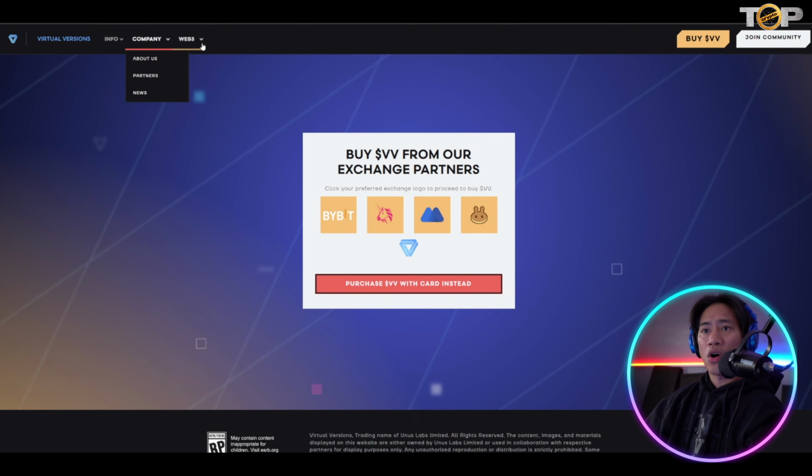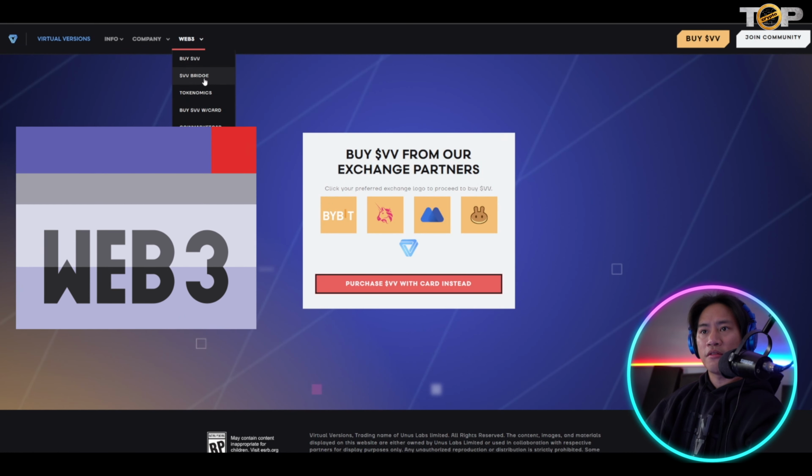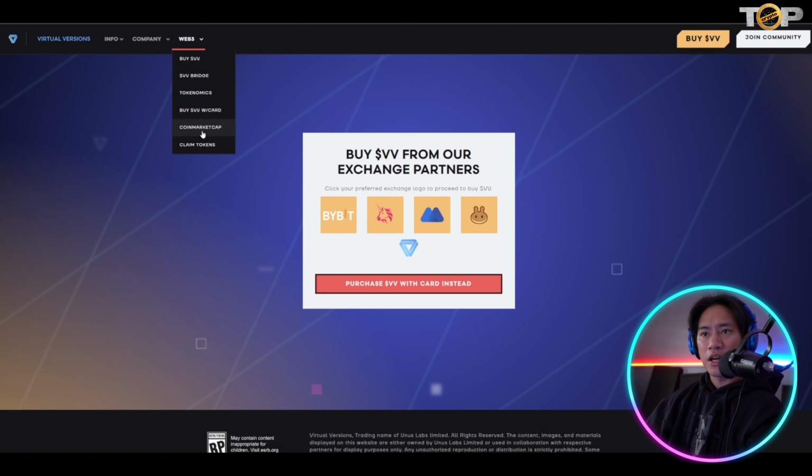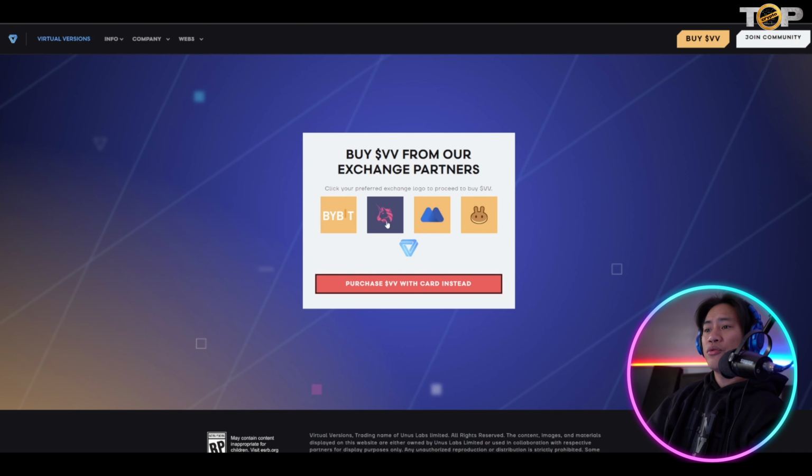All right, so this is also how you could buy your VV. So you could click on this one. So you have Web3 and buy VV. You have the bridge as well there, and the tokenomics will be there in a bit. You have CoinMarketCap as well. So you can go ahead and check out, they have Bybit. You have Bybit, you have Uniswap, you have MEXC here, and you have PancakeSwap as well. Those are the places where you could purchase your VV tokens.